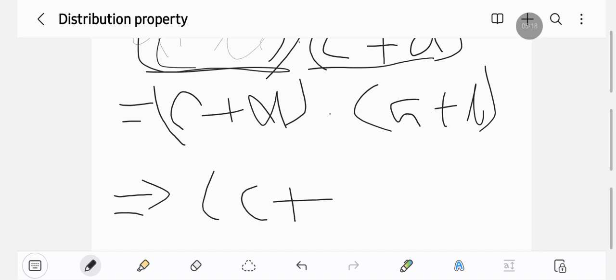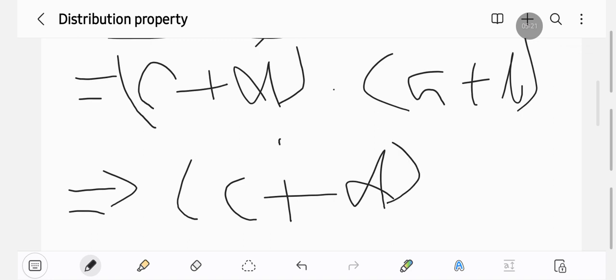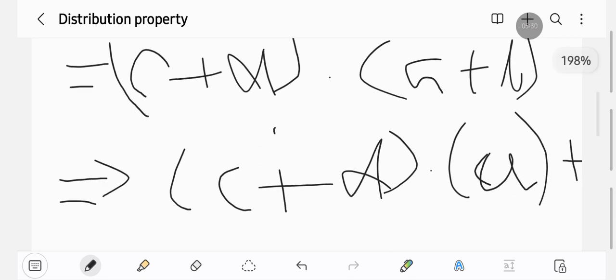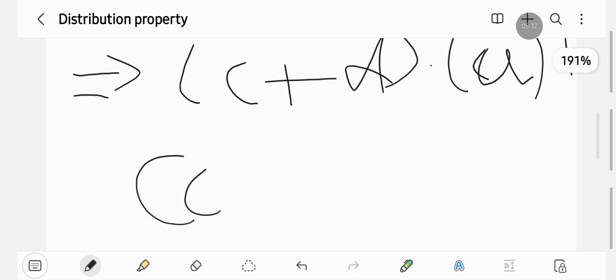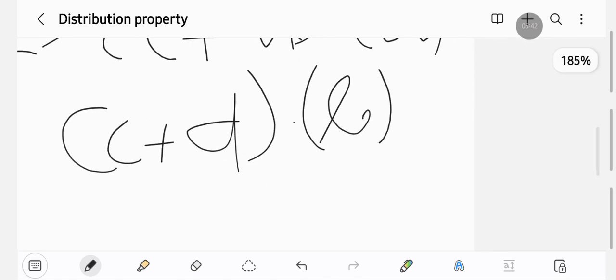c plus d, it's so hard to write here, times a plus c plus d times b, due to the distributive property, of course. Now what you get, a times c.